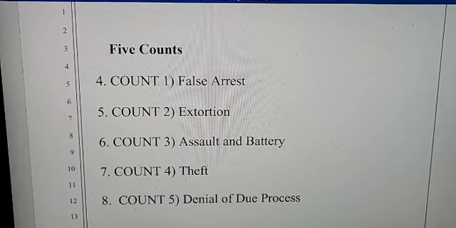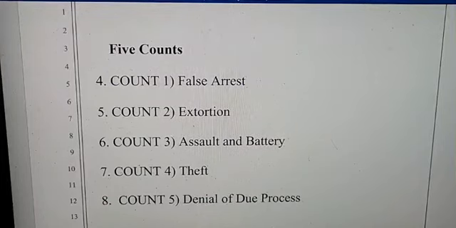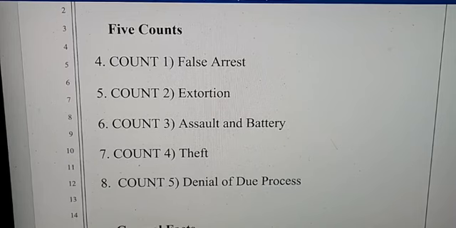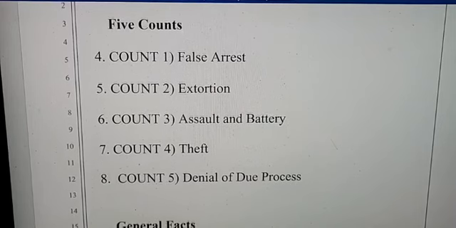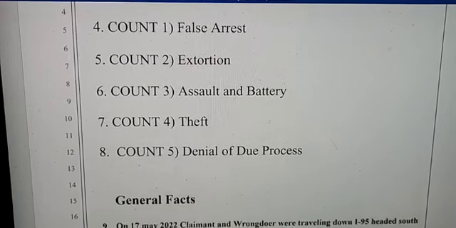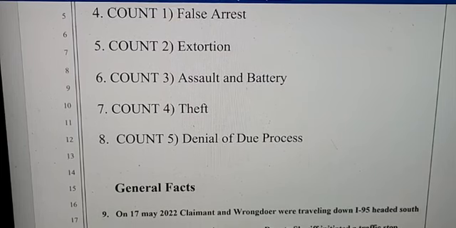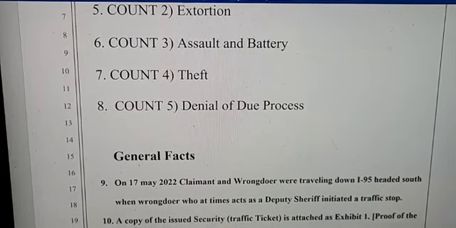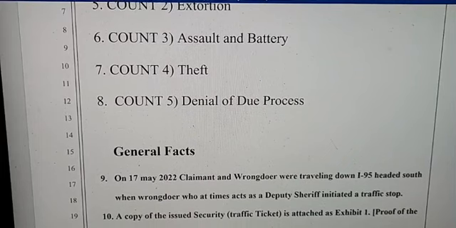We're going to articulate the counts. Remember, the first procedure we went through was just to get our docket number. Now we're going to lay everything out because we have a docket number, and we're going to list out the 5 counts. Count 1, false arrest. Count 2, extortion. Count 3, assault and battery. Count 4, theft. Count 5, denial of due process.